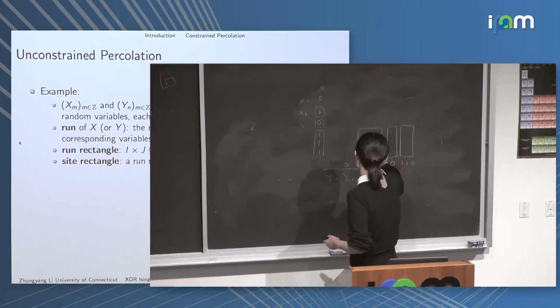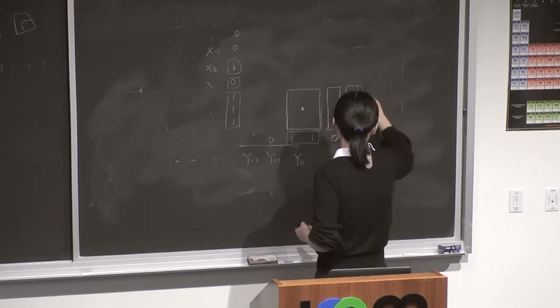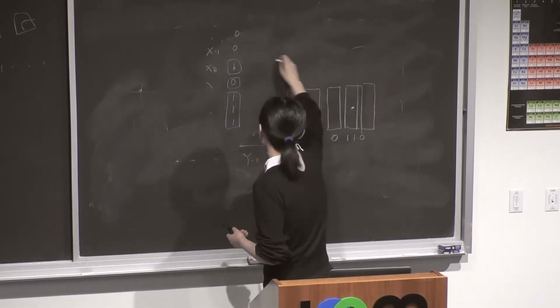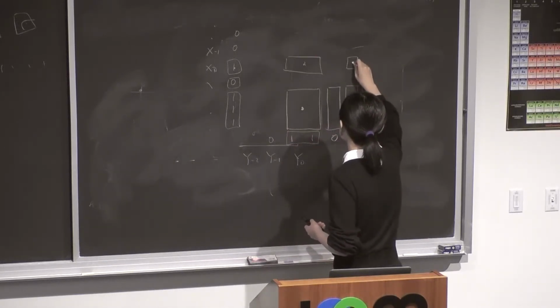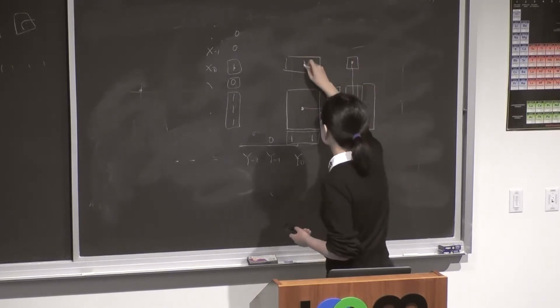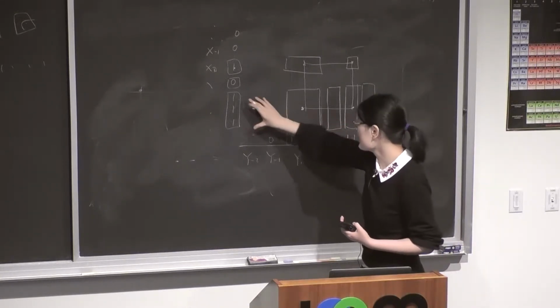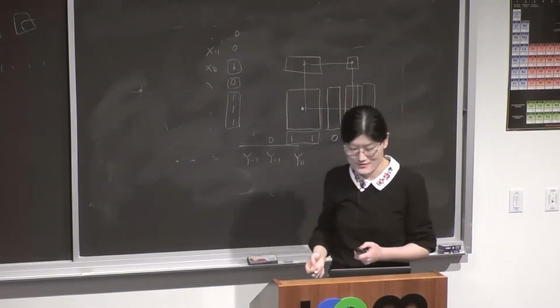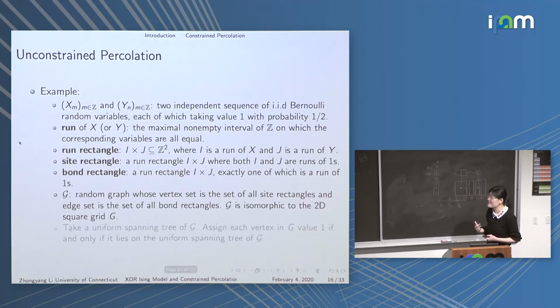A site rectangle is a rectangle where both X and Y are runs of 1s. And a bond rectangle is a rectangle such that exactly one of the intervals is a run of 1s and the other interval is a run of 0s. Then we can place a vertex at each site rectangle and place an edge at each bond rectangle. Then we get a random graph. This random graph is isomorphic to the two-dimensional square grid.